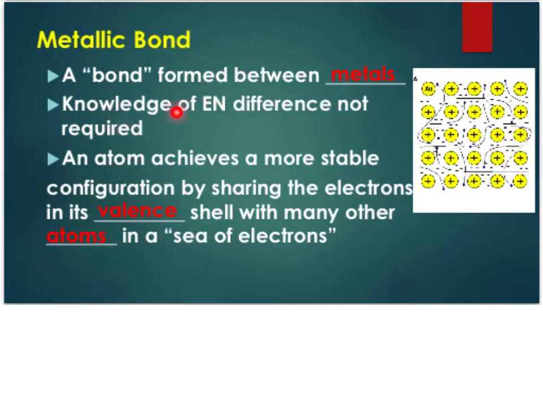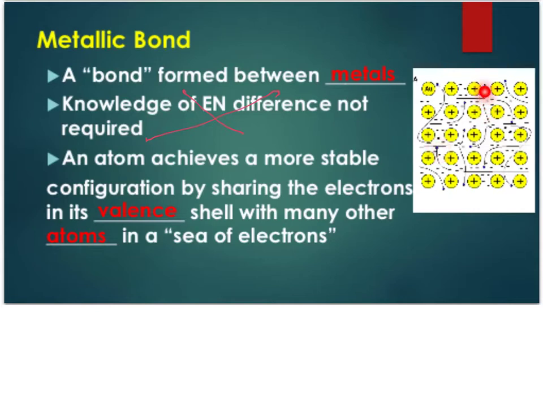We do not need to know anything about electronegativity. Electronegativity has nothing to do with that. The atoms can achieve a more stable configuration by sharing the electrons in their valence energy shell with other atoms. So these electrons here are the electrons in the valence energy shell. And as you can see, they are shared with other atoms. And that's indicated by the movement. The small dashes here represent the different positions they could be at. And the dots represent the point where they are at that point in time.